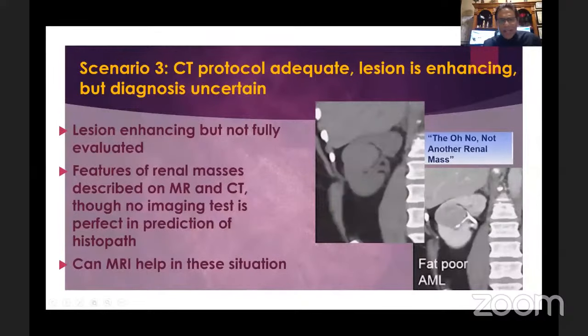Scenario number 3, how about CT protocol is adequate? Lesion is enhancing, but the diagnosis is uncertain. So in this, the lesion is not fully evaluated with CT scan. For example, this patient, which was a fat poor AML, but based on multiple sequences and enhancement pattern and diffusion weighted images, as well as in and out of phase images, MR can characterize many of these lesions.